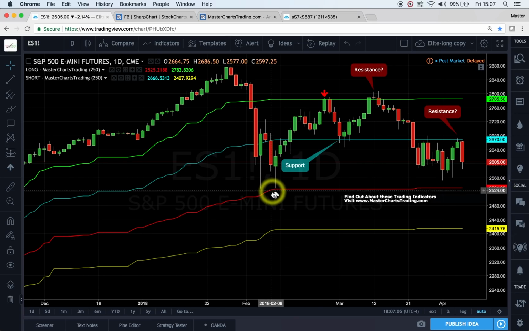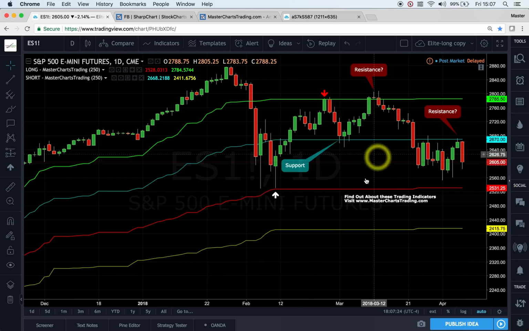Nevertheless, this particular chart looks like we may retest again the support, which is currently at 2531.25, and you can see it basically was there as long ago as the 9th of February of this year. So it does seem plausible that we will retest this low at 2531.